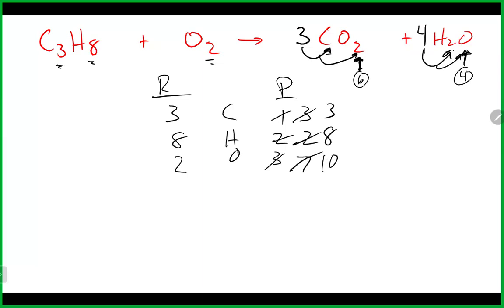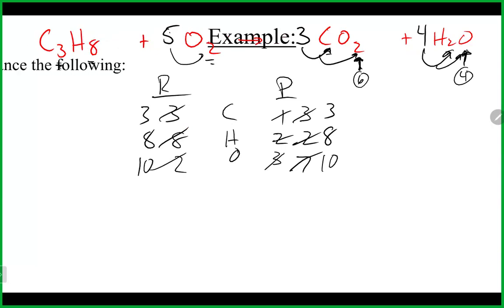Now I could clearly see oxygen is much easier to balance at this point. We just need to put a 5 right there, and that would give me 3, 8, and 5 times 2 is 10 in this case. Any questions on that? Let's try a couple more here then.